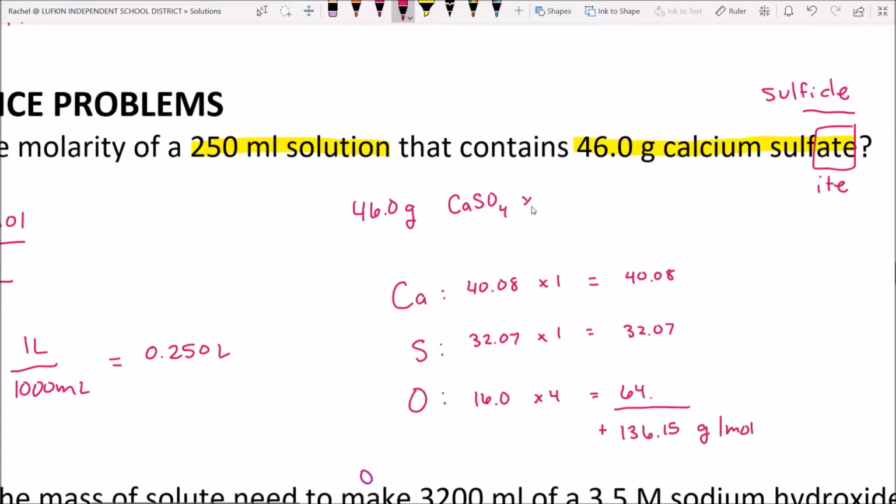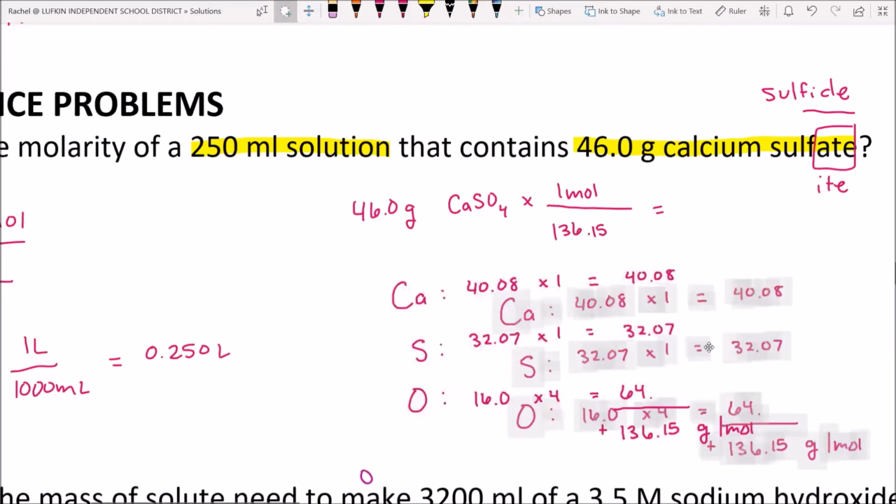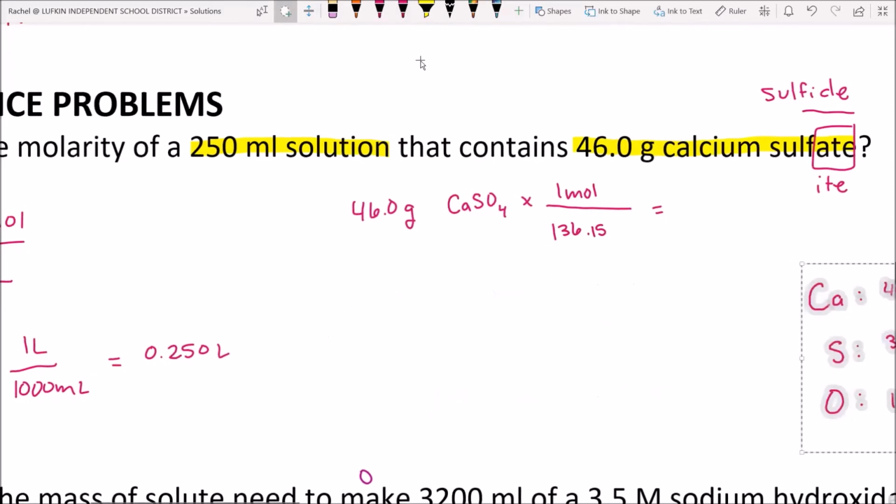So we're going to divide by that because we need our 46 grams to be in terms of moles. And we know that 136 grams is 1 mole. So we can divide by that number. So what do y'all get when you divide? 0.338, perfect. And that would be moles of CaSO4.